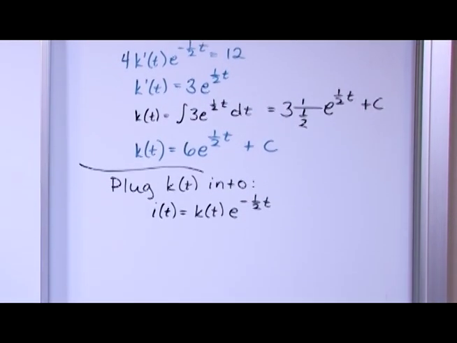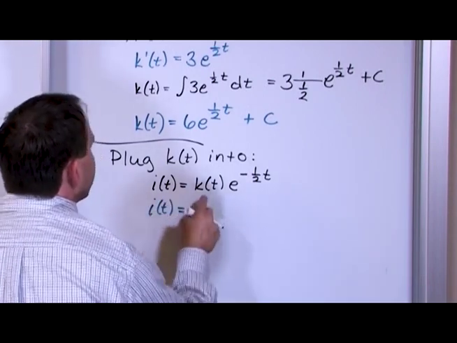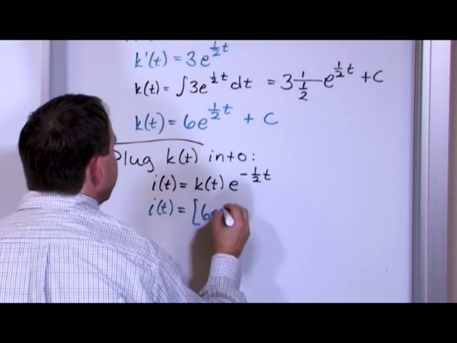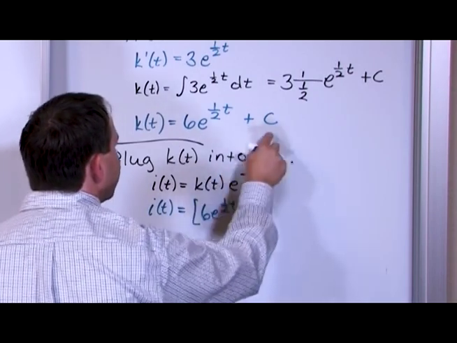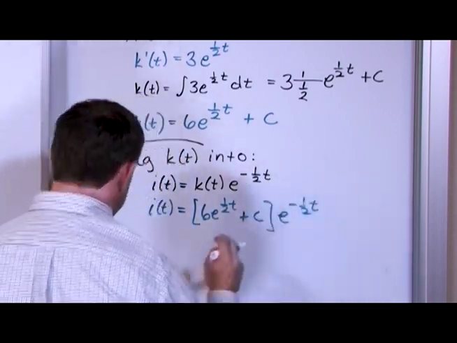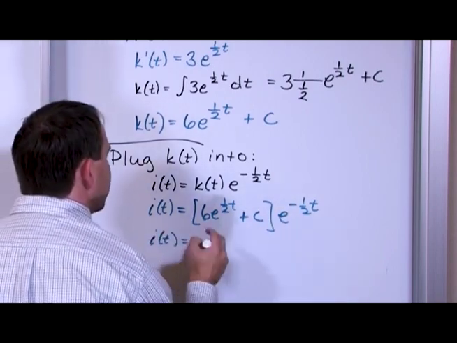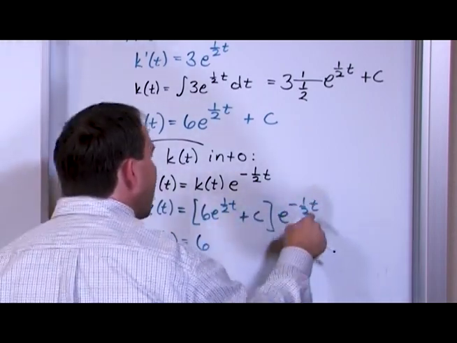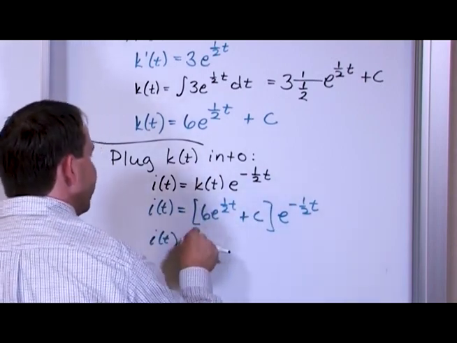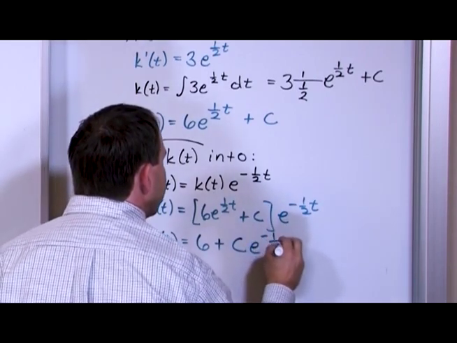So, getting closer to the final answer, I of t is equal to k of t, which is 6 e to the 1 half t plus this constant of integration, times e to the minus 1 half t. When we multiply the exponentials, you add the exponents and get 0, and e to the 0 is 1. So all you end up with is 6, plus a constant of integration times e to the minus 1 half t.